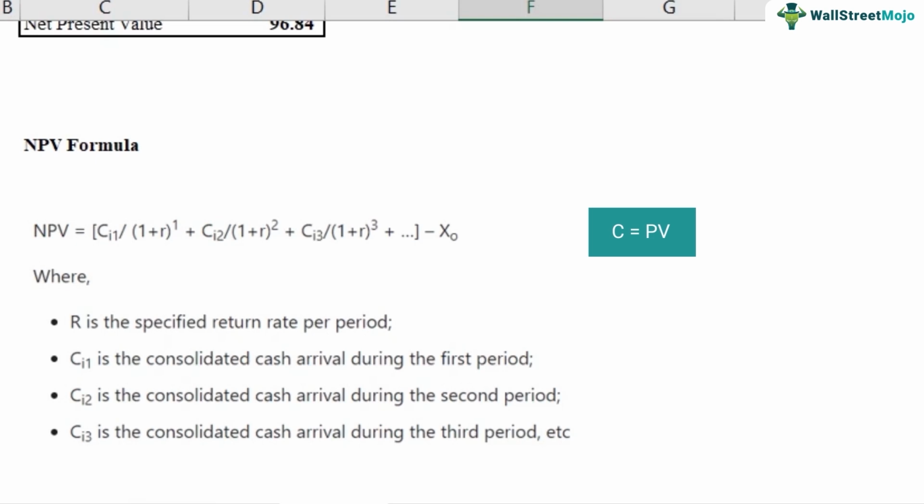C1 is nothing but the first cash flow divided by 1 plus R to the power of 1. R is nothing but the discount rate. Okay. Likewise, C2 divided by 1 plus R to the power of 2, and you do it until the end of the cash flow. So this first part is the present value of future cash flows which you're trying to find out. Now what is this X0? X0 is nothing but cash outflows. So the net present value will be the sum total of these two. So that's how we find the NPV.